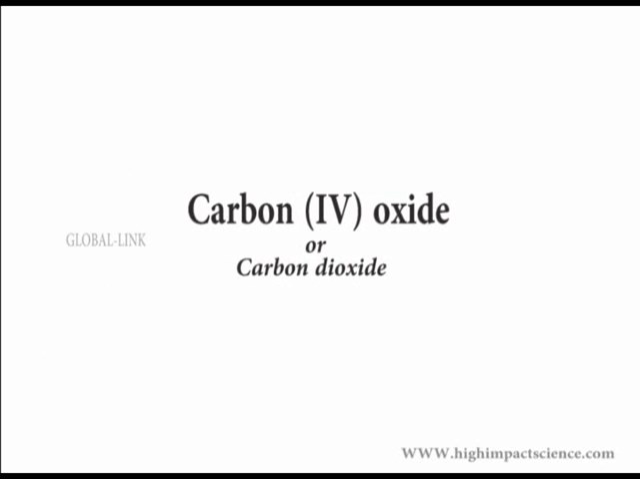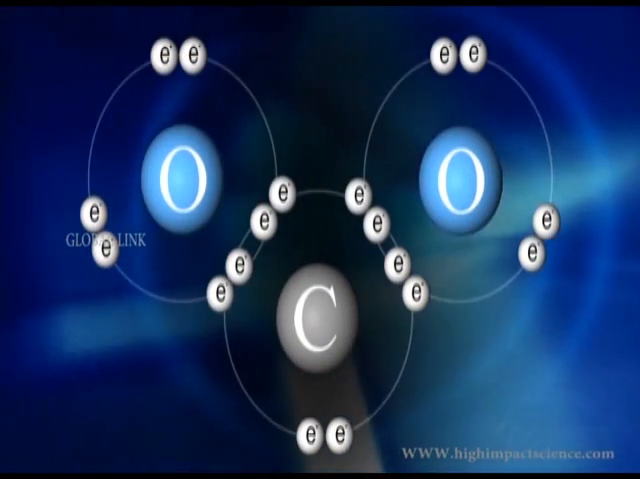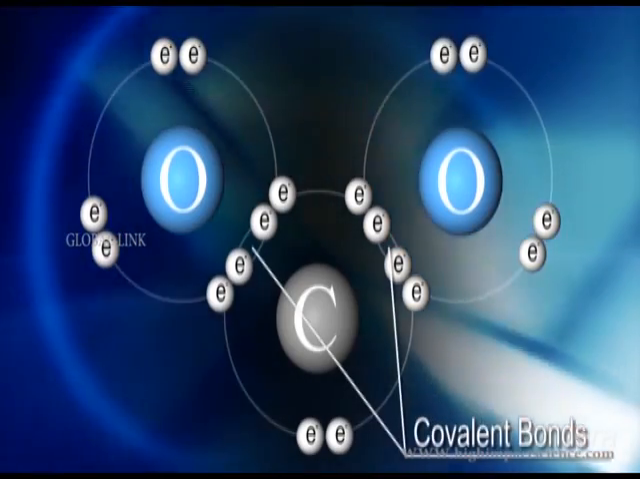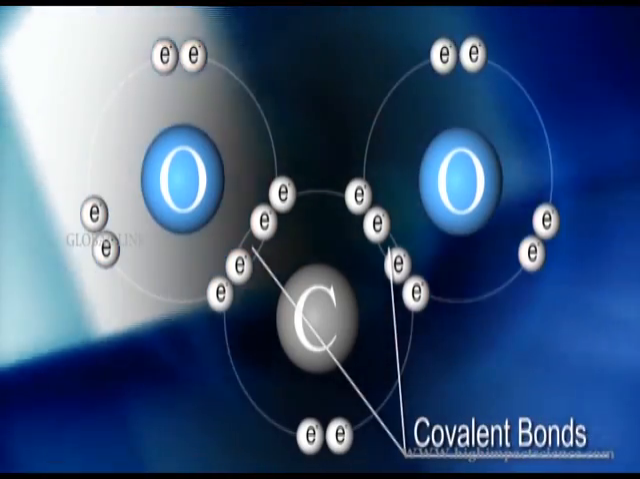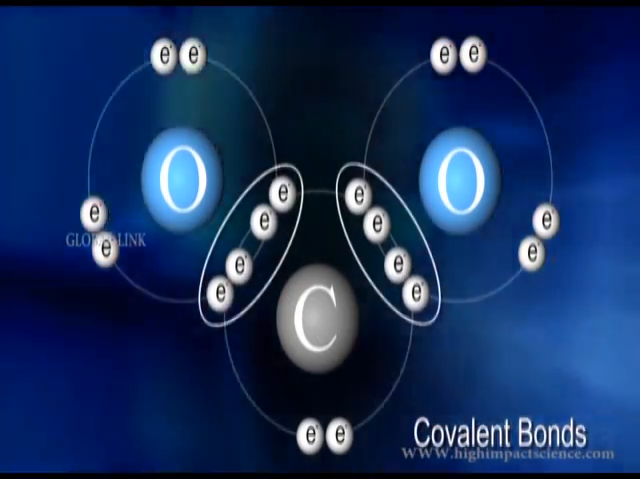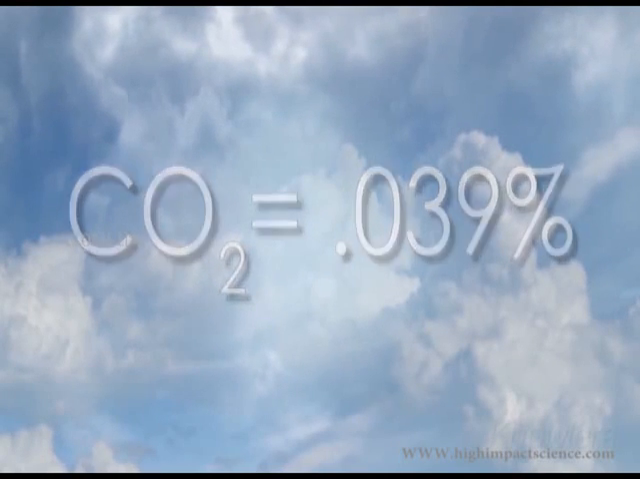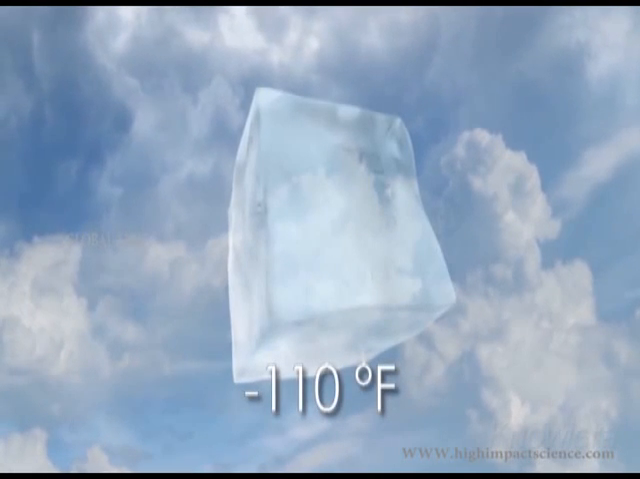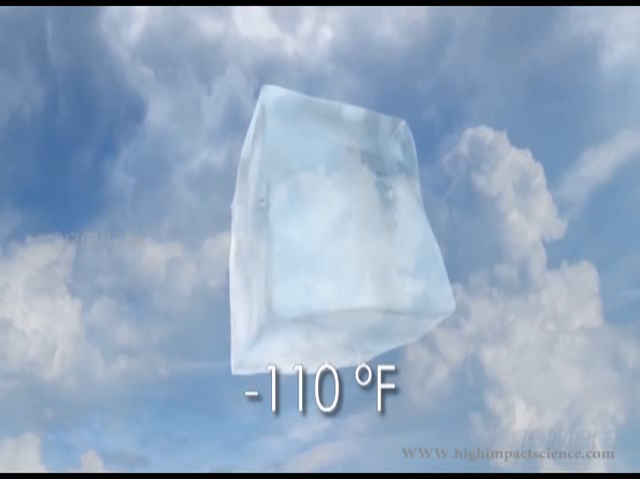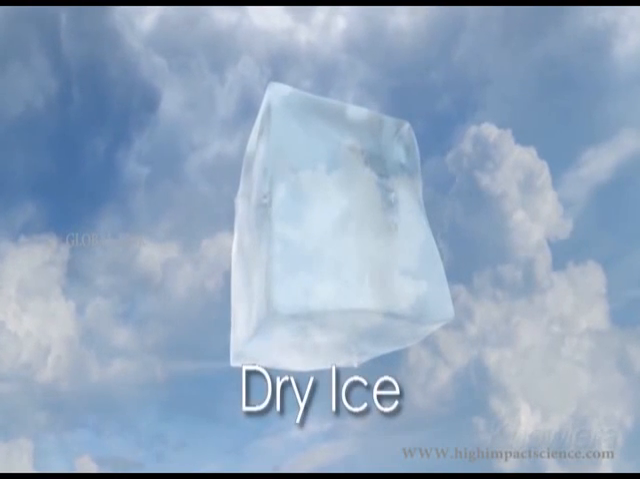Carbon-4 oxide. Carbon-4 oxide, or carbon dioxide, is the most stable oxide of carbon and is found as a colorless, odorless gas. It is made up of 3 atoms, 1 carbon and 2 oxygen atoms held together by covalent bonds, which means the electrons are shared between the atoms. Carbon-4 oxide makes up 0.39% of our atmosphere and it freezes at about -110 degrees Fahrenheit. Frozen carbon-4 oxide is called dry ice.